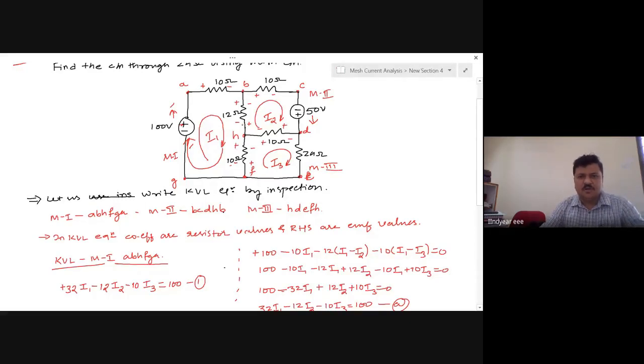Coefficient of I2 will be the common element between I1 and I2 with minus sign. Coefficient of I3 will be the common element between I1 and I3 with minus sign. Equal to the voltage source value, which should be taken positive if the direction of current I1 and the voltage source is the same, and negative if the direction of current I1 and voltage source direction is opposite. So here we got some equations.